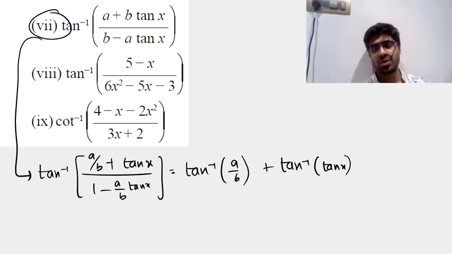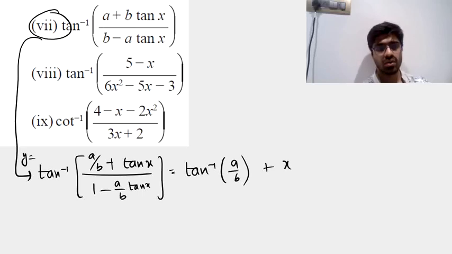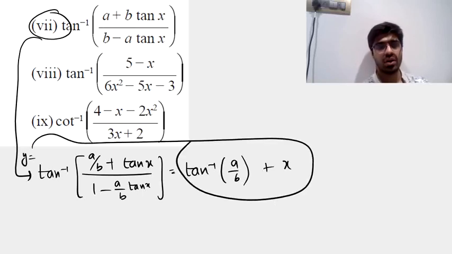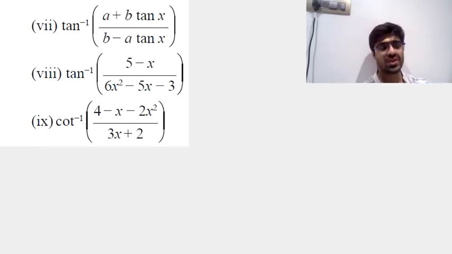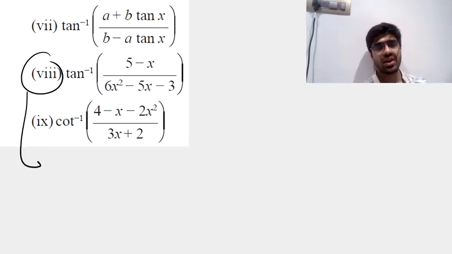Tan inverse of tan x will be equal to x. So y will be equal to the full thing here, and dy by dx then will be equal to 0 plus 1, which is simply equal to 1. So dy by dx will be equal to 1 for the seventh question. Go ahead with the eighth one.